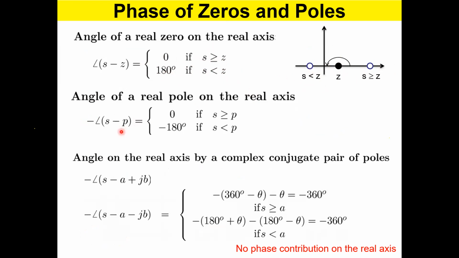And if you think about poles, when you are to the right of a pole, it's 0. When you are to the left of a pole, it is minus 180 degrees. So that is all you need to remember. If it is a zero, the phase is either 0 or 180. If it is a pole, the phase is 0 or minus 180, depending on where you are with respect to the pole or zero. If you are to the right, it is 0. If you are to the left, it is plus 180 or minus 180.